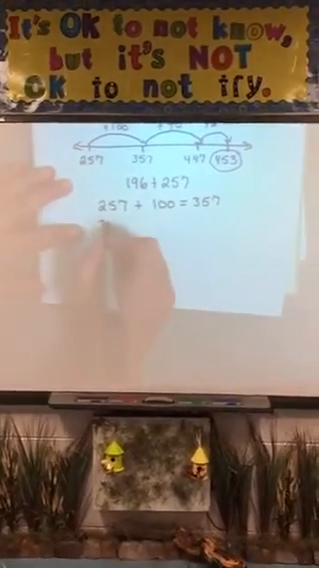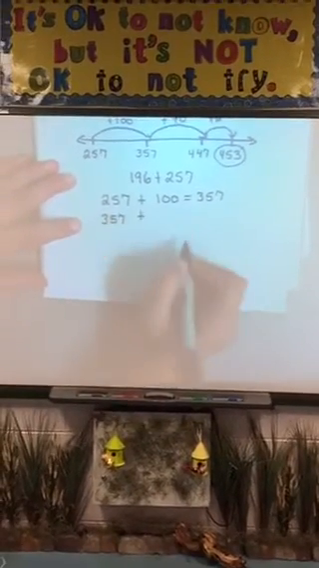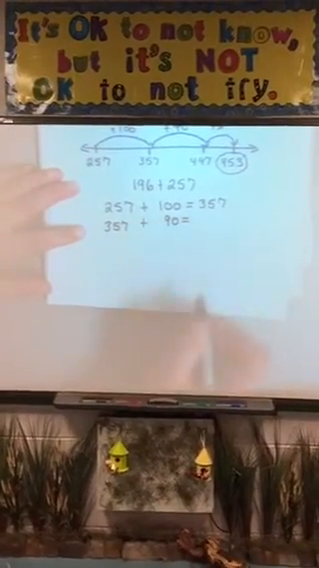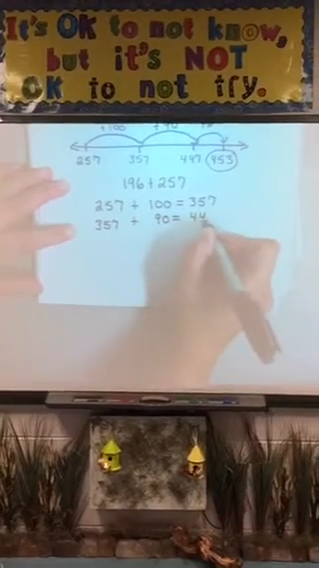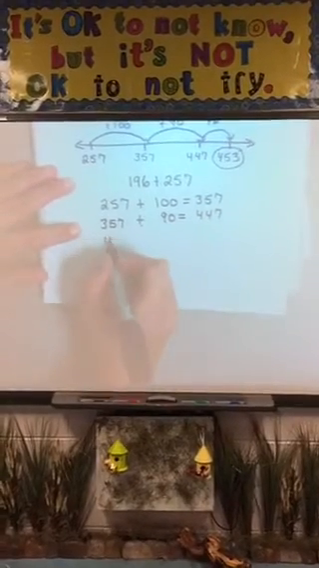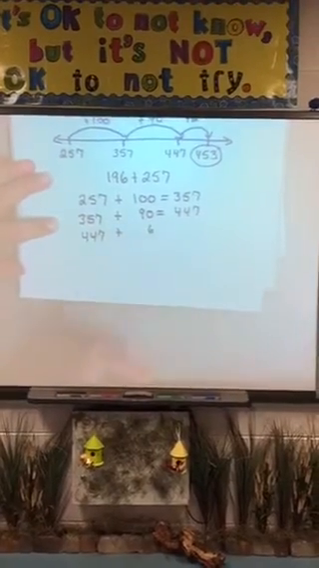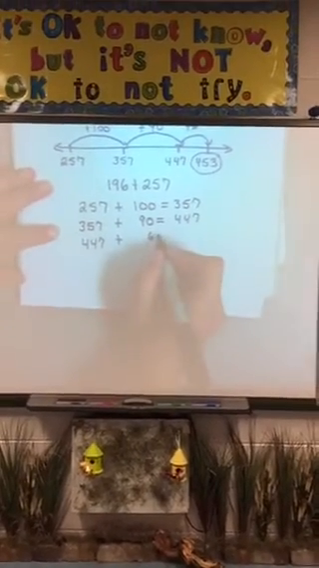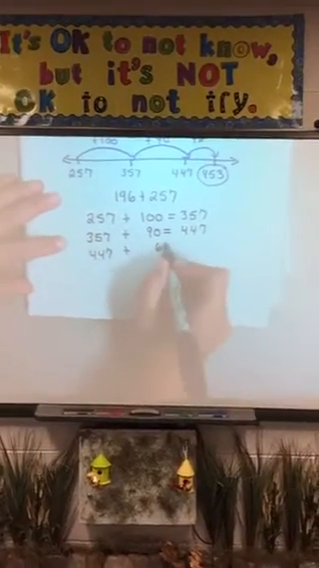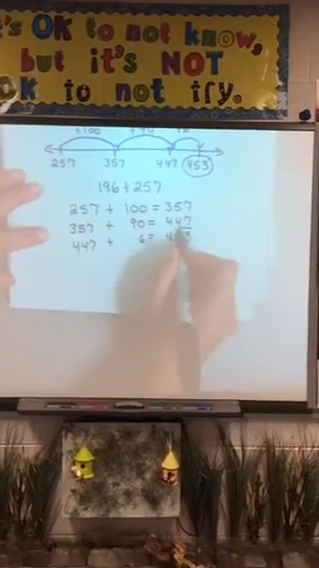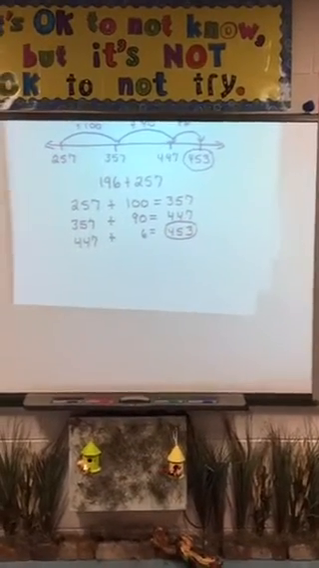From 357, now I'm going to add my tens. I had 9 tens, so that's a value of 90. That brings me to 447. I take 447 and I'm going to add my ones. I have 6 ones. So when I add my 6 ones, again, I end with my final sum, 453.